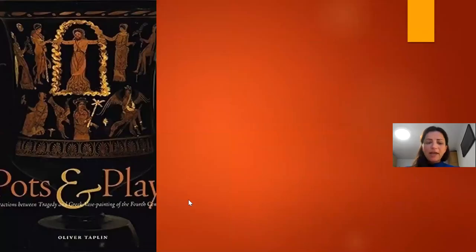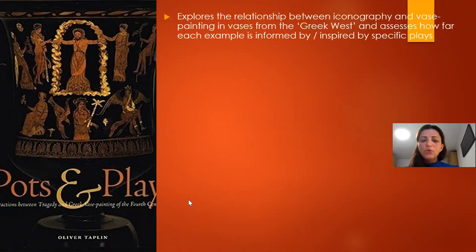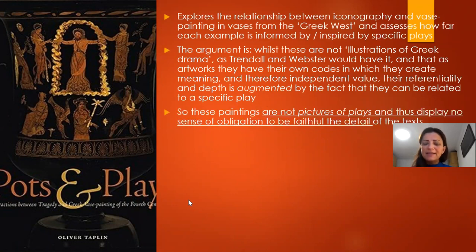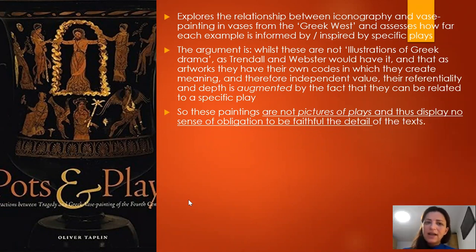Now, okay, so leaving the Pronomos vase behind us for now, although I'm happy to answer questions, and going to the book that I mentioned by Oliver Taplin, Pots and Plays. So this book, again, I will provide you with scanned copies of some analysis of some vases, explores the relationship between iconography and vase painting in vases from the Greek West, and also assesses, and that's quite important in what this book does, how far each example is informed by or inspired by specific plays.